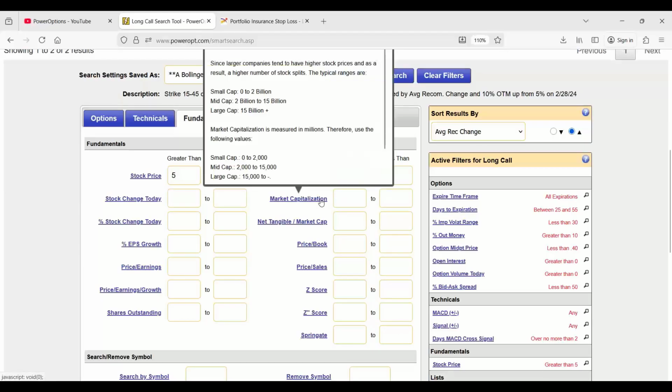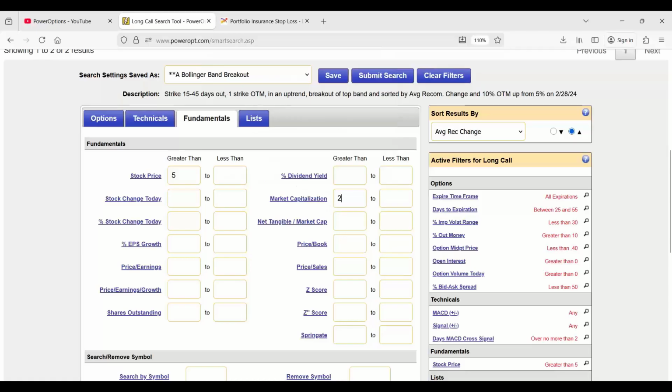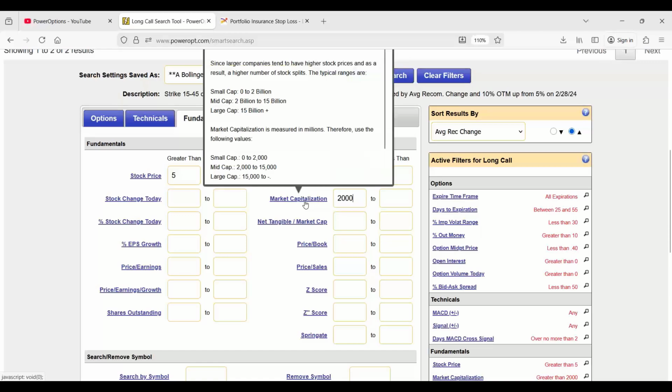I wanted some good market cap. I wanted to see he was interested in anything. And that's good. But I wanted to see mid cap. So I just went 2,000 or more. Anytime you have a question about one of the filters, just hover over the parameter or the column heading up above.